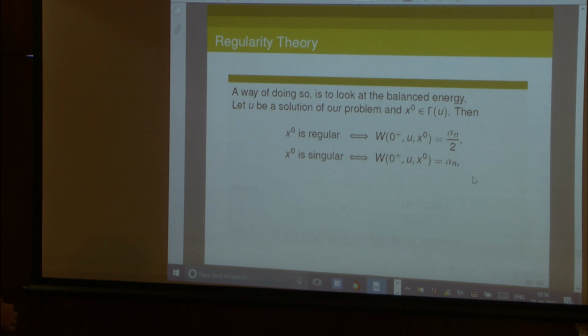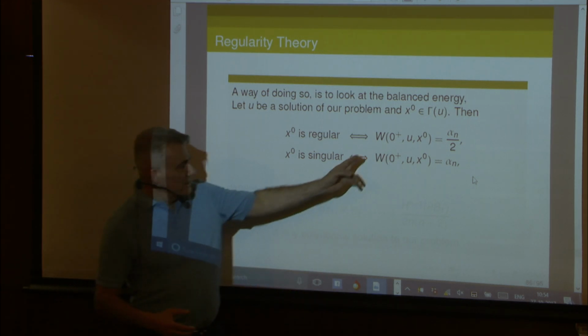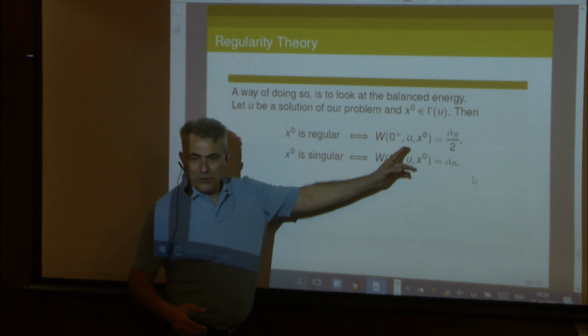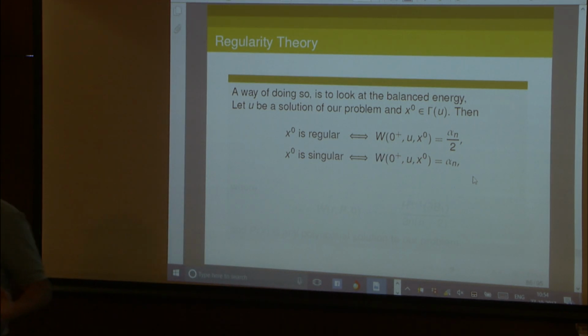So if you define, for each x0, and this depends just on x0, agree? And U is fixed. This depends only on x0, because I go in the limit. That's a function of x0. That function, I'll give you as an exercise to prove, is upper semi-continuous in x0. So prove the function W, 0 plus U x0. So 0 plus is already fixed, U is fixed, x0 may vary. That's an upper semi-continuous function in x0.